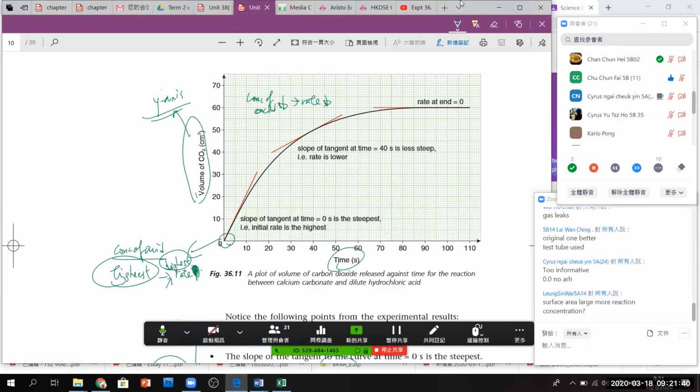And finally here, what will happen? Rate equal to 0, which means what? The reaction is complete, right? What is meant by the reaction is complete, in terms of the use of chemicals? Maybe either the acid or the solid, which is calcium carbonate, has been used up. So the rate of the reaction becomes 0. It's reflected by the flattening curve here. Do you understand?